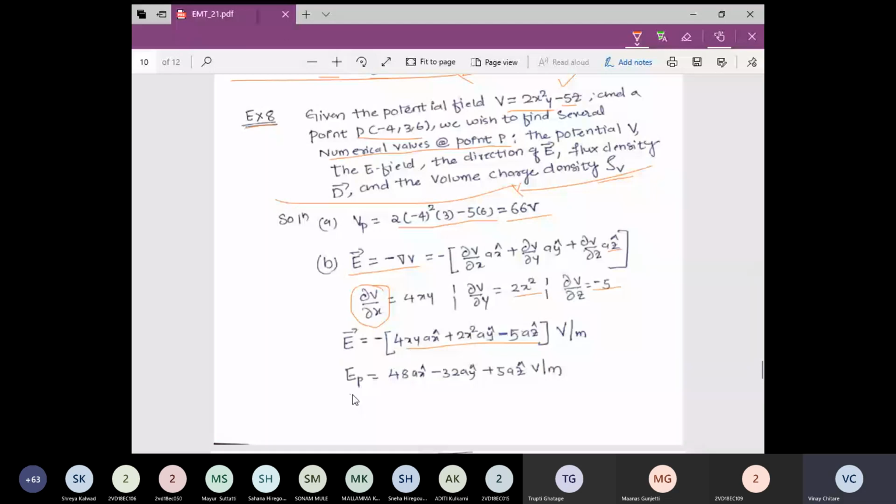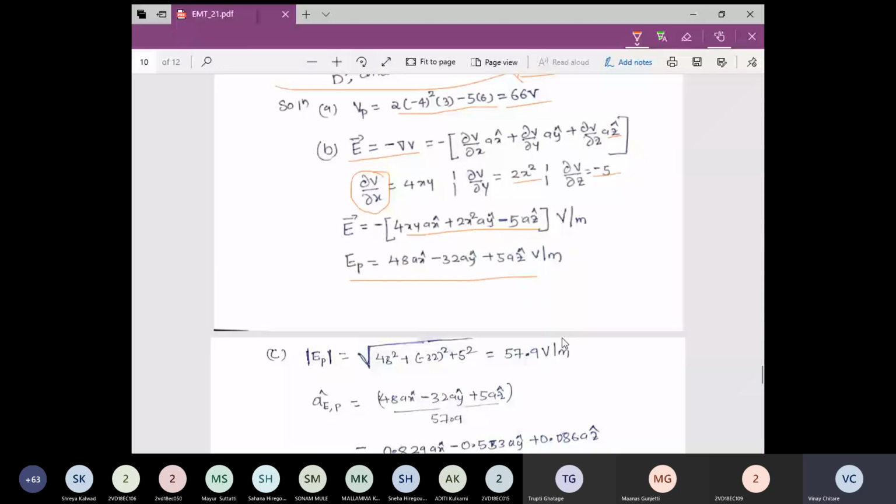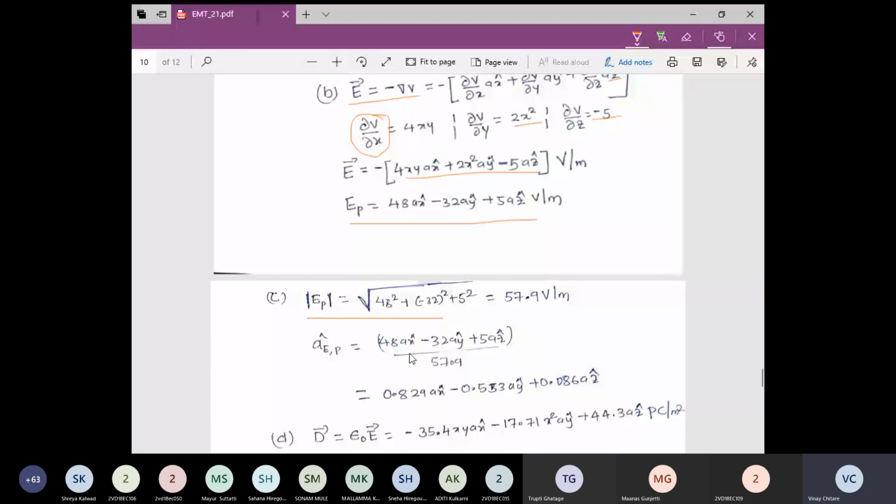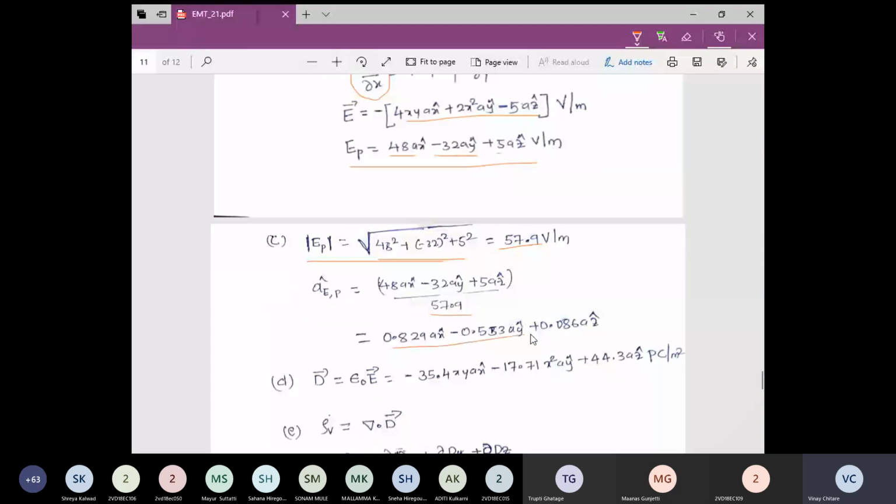The C part was to find the direction of the electric field. In order to find the direction, we know that it is given by the vector divided by the magnitude. This is the magnitude, which is square root of 48 square plus minus 32 square plus 5 square, which leads to this one. If you divide the vector by the magnitude, you will get the direction of this electric field.